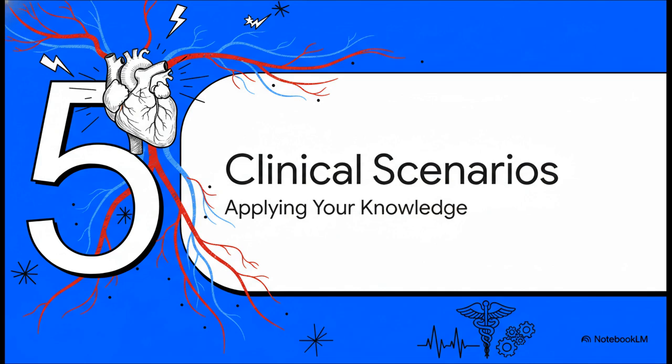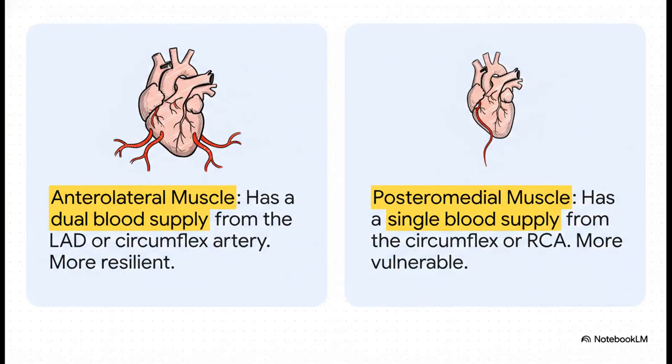All right, let's get into some real high-stakes stuff. We're going to apply all this knowledge to some of the scariest mechanical complications of a heart attack. This is where knowing your anatomy and physiology truly saves lives. This is such a high-yield point, guys. You have to know this. The posteromedial papillary muscle, one of the little muscles holding the mitral valve in place, usually gets its blood from only one artery. But the other one, the anterolateral muscle, gets a dual supply. So what? Well, it means the posteromedial one is way, way more likely to die and rupture after a heart attack, and that leads to sudden, catastrophic mitral regurgitation.